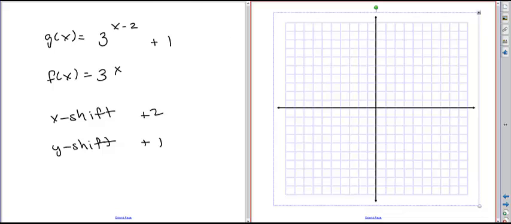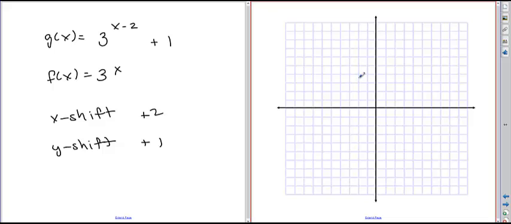So let's plot our parent function. Our parent function is relative to our normal coordinate axis. So we have 3 to the 0, 3 to the first, 3 to the second. Then we'll go the reciprocals, 1/3, 1/9, and there's our parent function.